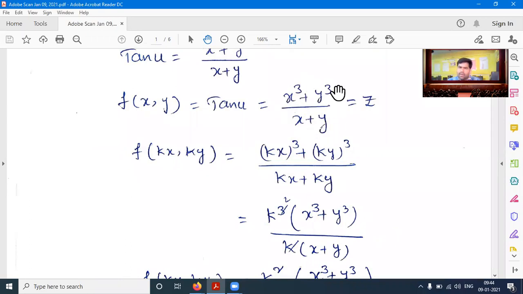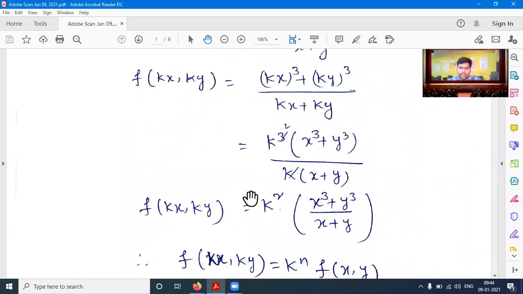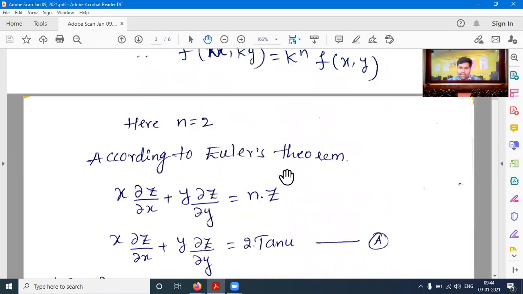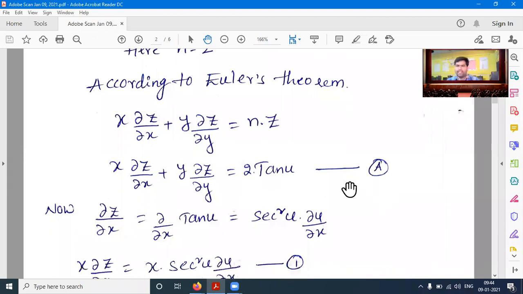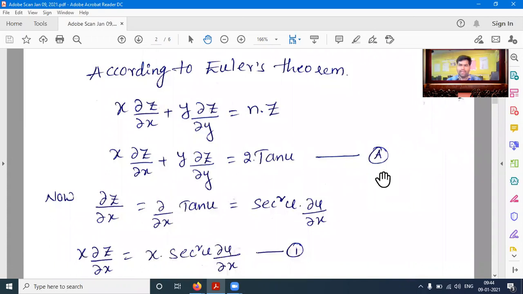But if you do partial differentiation for this one, we will get very difficult. So for tan u, it is very easy. So z is equal to tan u. According to Euler's theorem, substituting, x into dou z by dou x plus y into dou z by dou y is equal to n value 2 and z value tan u, that is 2 into tan u. This is equation number capital A.